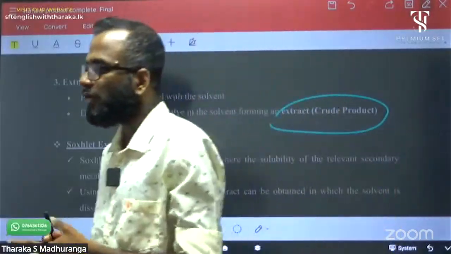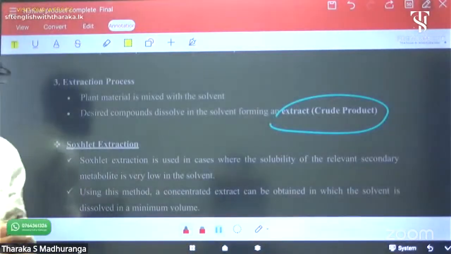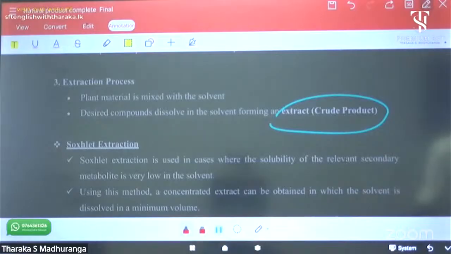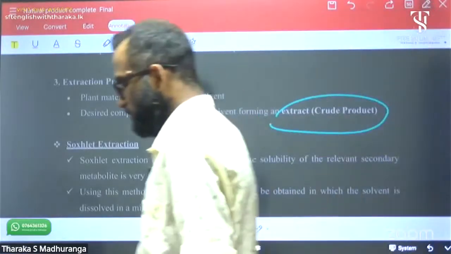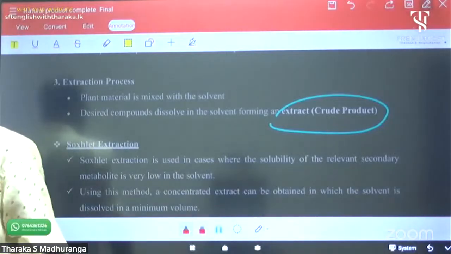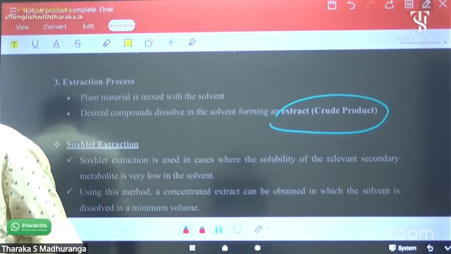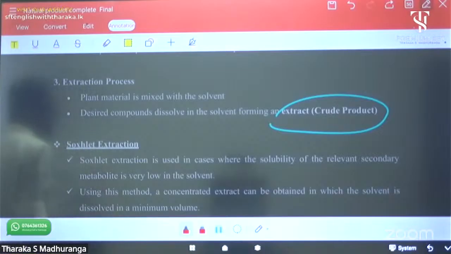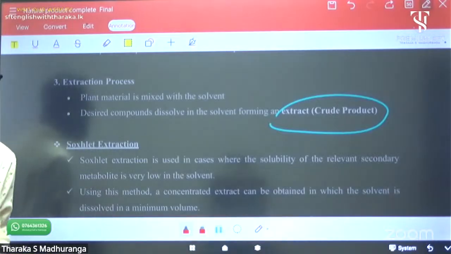Okay. If you have any doubt, you can ask now about solvent extraction. Very simple. Fatima, understood? Junel? No, you know.